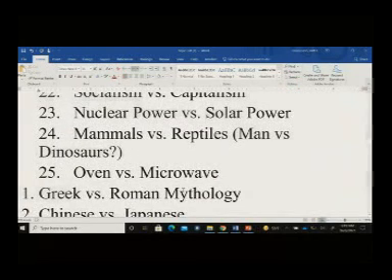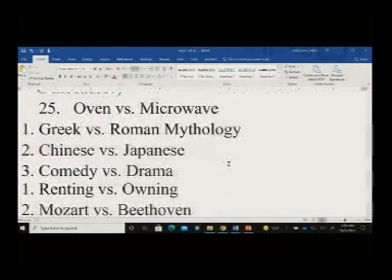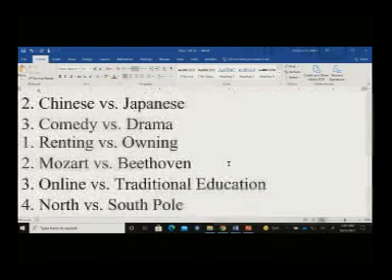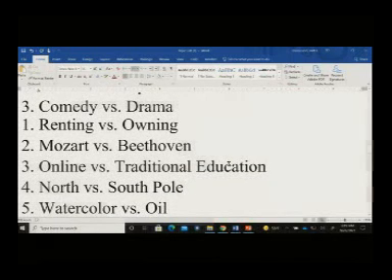Okay. Oven versus microwave. One of the worst papers I ever got was on oven versus microwave. The kid had not paid any attention whatsoever to organization, and it just wandered around. Greek versus Roman mythology. There's a lot in here. Renting versus owning. Online versus traditional education. You guys have all had to deal with online education.